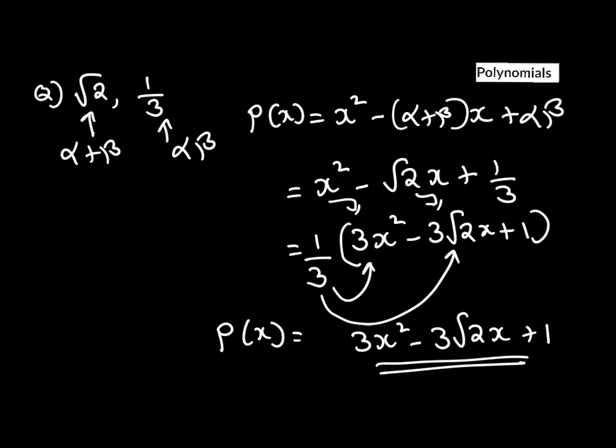So we know this is the method that is used to find out a polynomial when we know the sum and the product of the zeros of a polynomial.